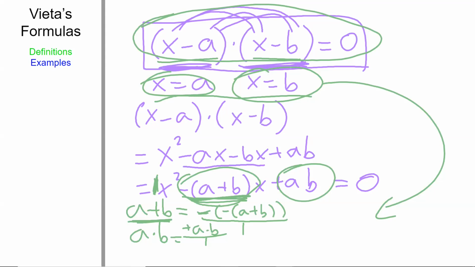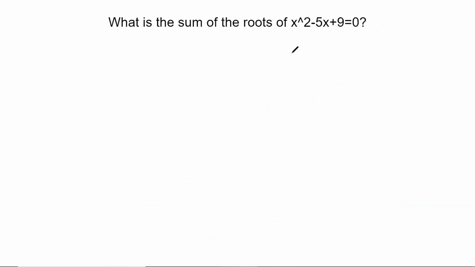So let's clear the screen here. Let's try some example problems. Without solving this quadratic, what would the sum of the roots be? We know that there are two numbers x such that if you plug them into x squared minus 5x plus 9, it is equal to 0. What happens when I add those two numbers together? You would have to use Vieta's formulas for this.